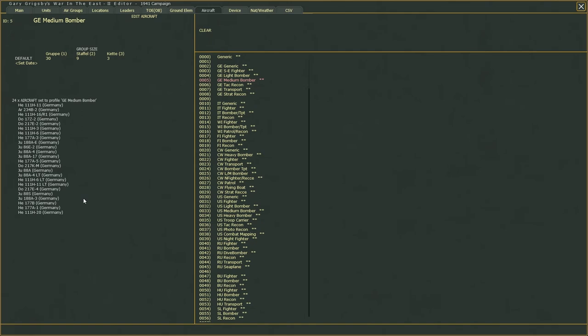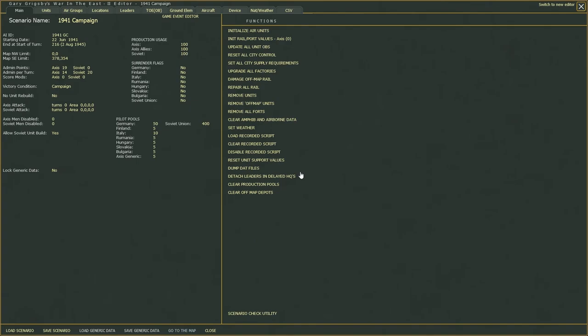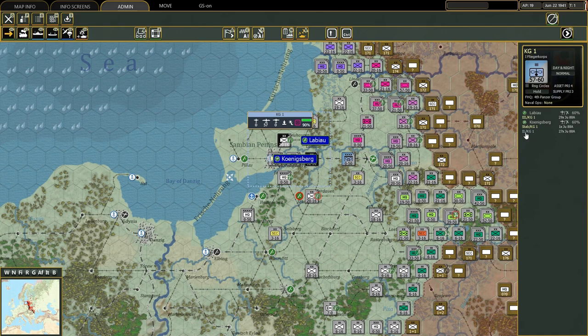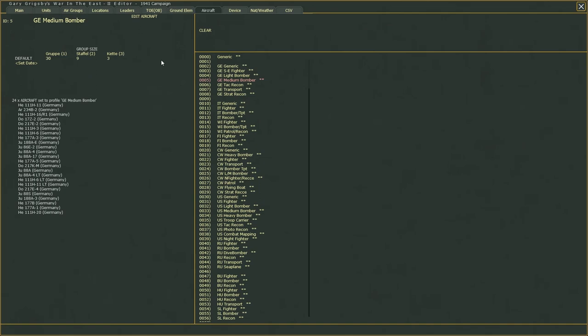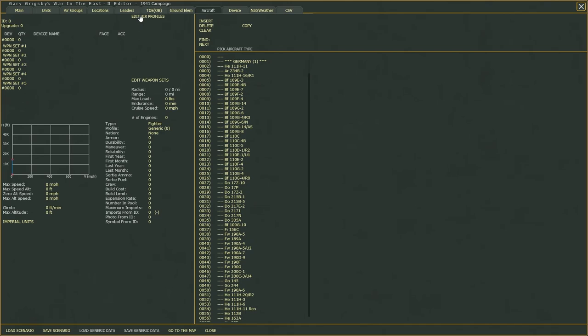I think... wait, I need to double check now because I already forgot which plane. I think it was the Junkers Ju-88A. Yeah, the Junkers Ju-88A. Okay. So, aircraft, medium bomber. It should be here. Okay, this one here, Ju-88A. So, these are all the planes that belong to the category of German medium bomber. And if you go to aircraft and you type Ju-88, this is the A4, this is a level bomber.